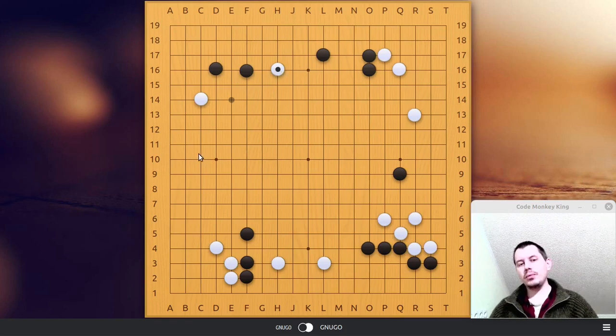So probably should have built a base here instead. But I don't really want black to stay connected. So on the one hand, you're trying to stay connected and build bases. On the other hand, you're trying to avoid the opponent doing exactly the same thing. And it's a matter of timing.